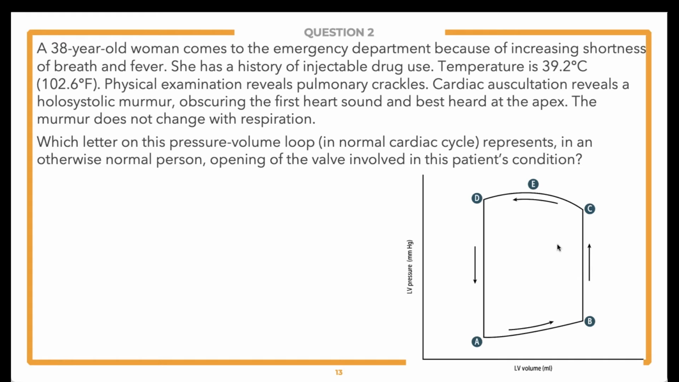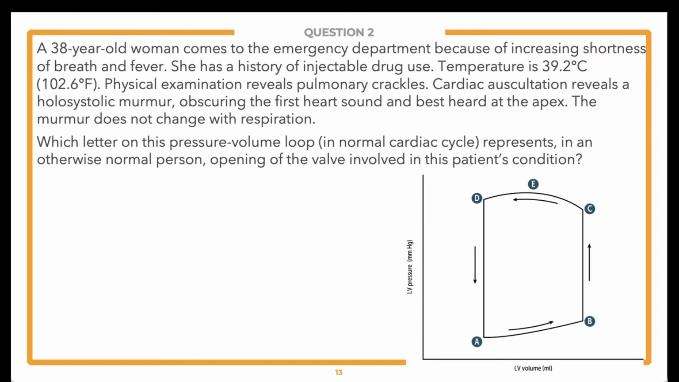So once again, we cover up those answer choices, and then we read the lead-in. And again, as is the case with a lot of cardio questions, we've got an image to go along with this. So we're going to start by reading the lead-in. Which letter on this pressure volume loop in normal cardiac cycle represents, in an otherwise normal person, opening of the valve involved in this patient's condition? So knowing what it is you're looking for, let's go ahead and read the vignette.